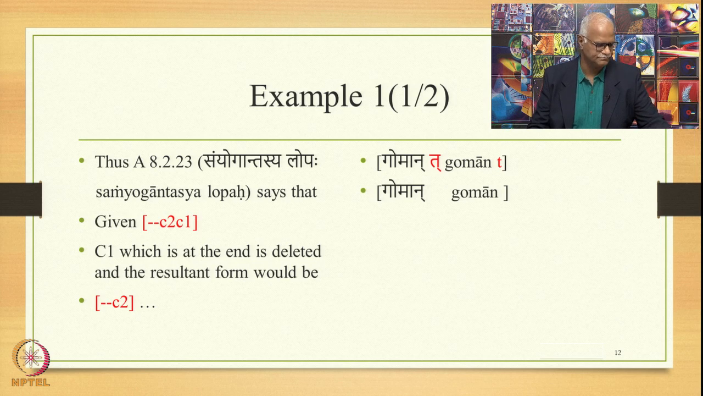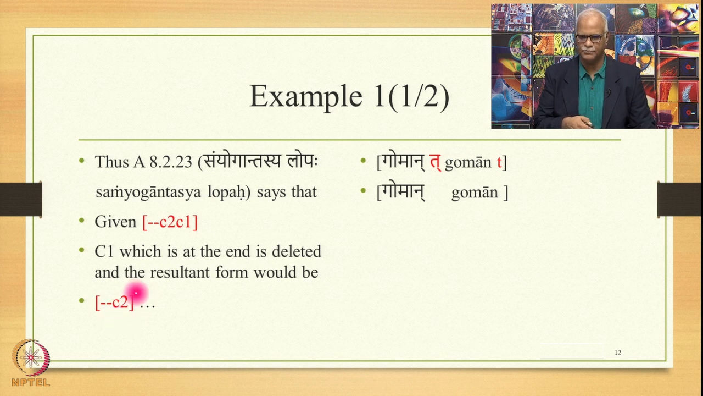Here are the examples of Niyama Sutra. First of all, we present the Vidhisutra, Sanyogantasya Lopaha, 8-23. What this says is that any pada at the end of which appears a Sanyoga, the last part of this Sanyoga is deleted. To put it in the form of an equation, the bracket indicates that this is a pada, a word, and there are these two elements left blank to indicate that there is something that precedes, and then at the end of this pada there is C1 and C2. C1 occupies the final position, C2 occupies the pre-final or penultimate position. If this is the situation, then C1, which is at the end, is deleted and the resultant form would be just this C2. This is the meaning of 8-23 Sanyogantasya Lopaha.